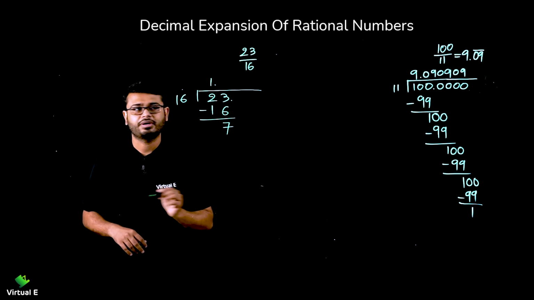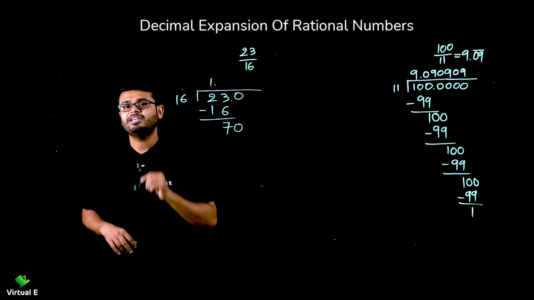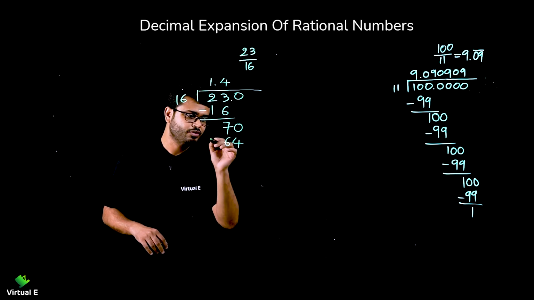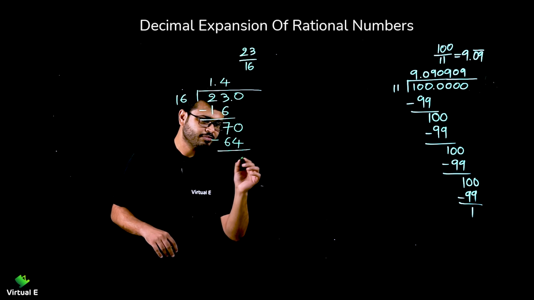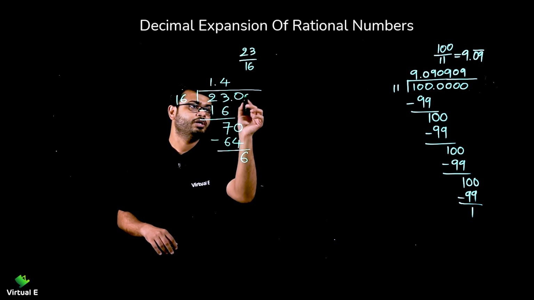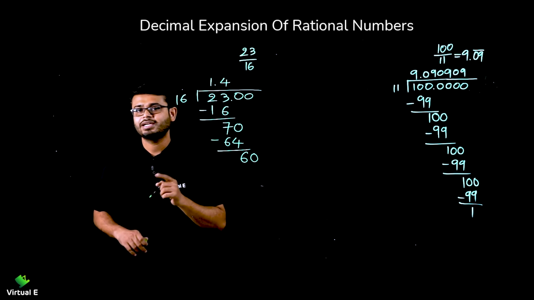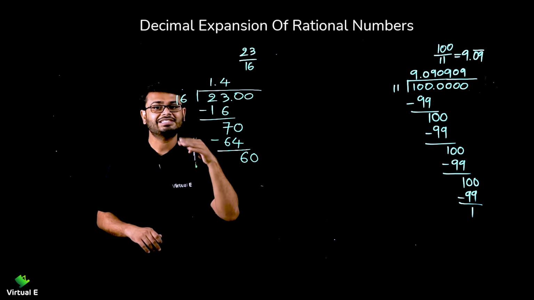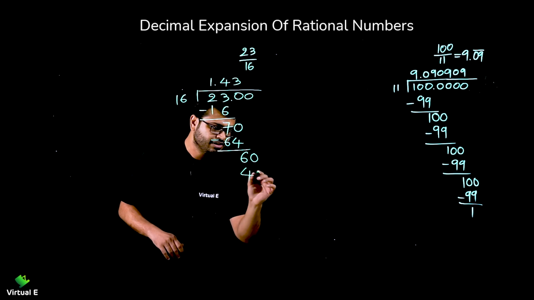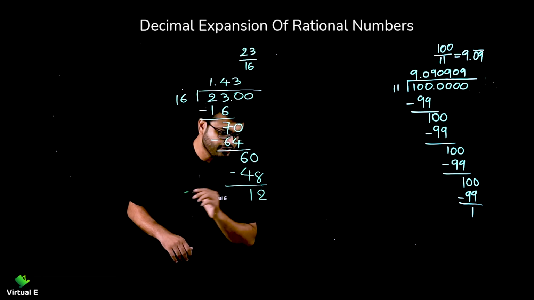Let's put the point over here. 1 0 over here and 1 here as well. So 16 fours are, that is what? 64. So let's write 64 over here, minus, and if we subtract, we are going to get 6 over here. Then now let's borrow one more 0, so 60 over here. Now 16 threes are 48 and 16 fours are 64. It is exceeding, so threes we need to take. So 16 threes are 48, minus over here. So we are going to have 12 over here.